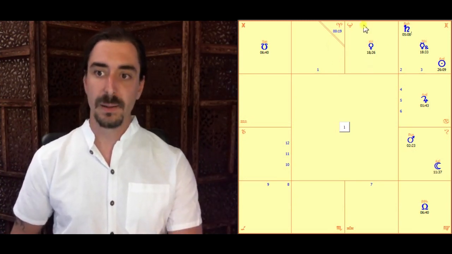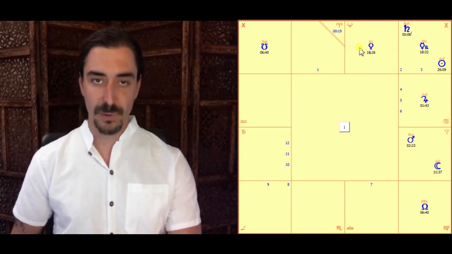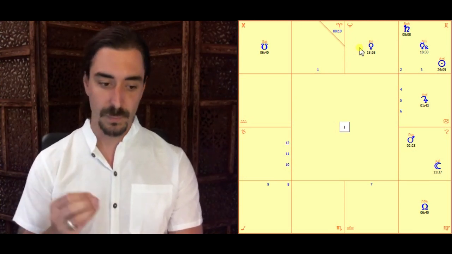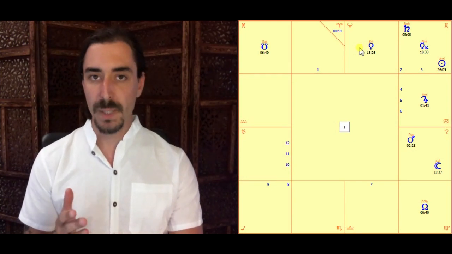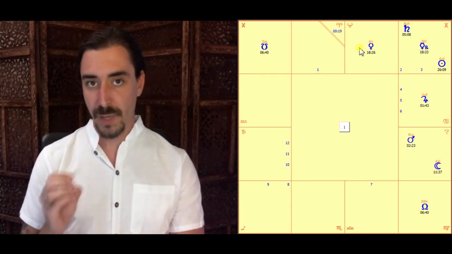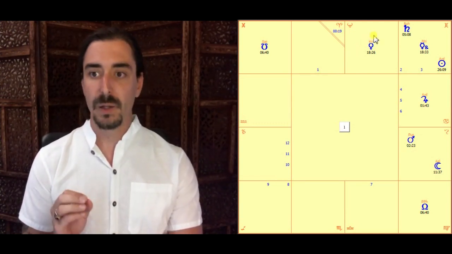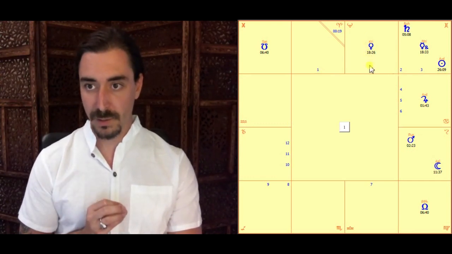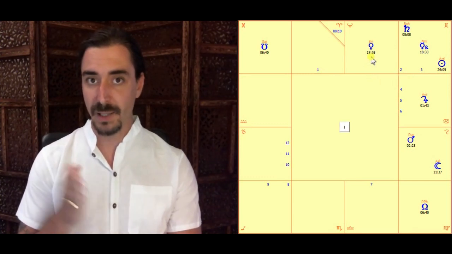So if we're looking at Taurus, the first 10 degrees of Taurus is the first drekana. The second 10 degrees, so from 10:01 to 20, would be the second drekana. The third drekana would be 20:01 degrees to 30 degrees. And as we see with Venus here in Taurus in this chart, it's in the second drekana, right? Because it's between 10 and 20.